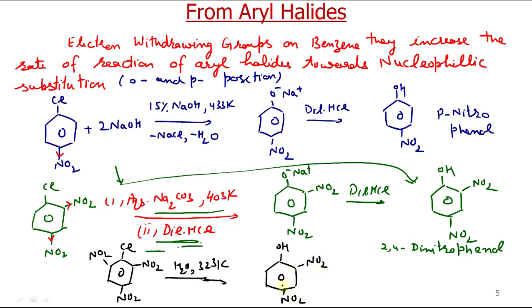So that is how you can prepare phenols from chlorobenzene, and you can have electron withdrawing groups in the benzene ring to increase the rate of reaction. Now let us move to the next method, which is the most important method. Phenol is prepared commercially using this method from cumene, and cumene is isopropyl benzene.